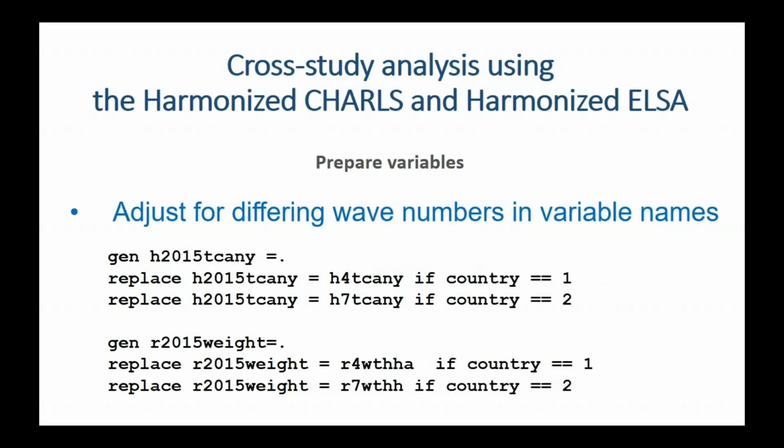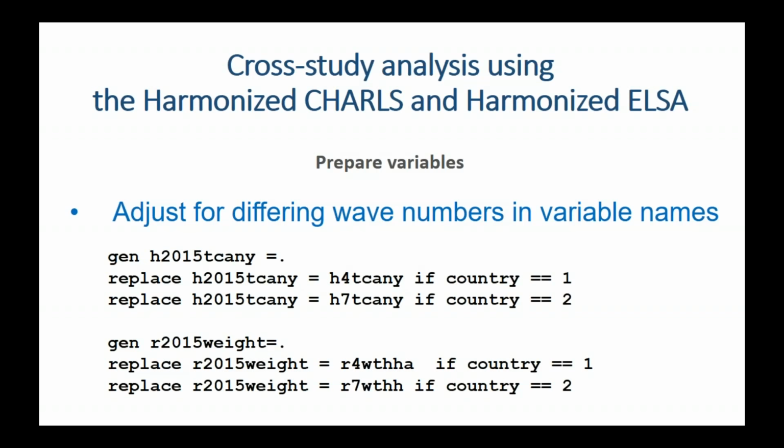Now, one of the things you noticed is that we use wave numbers in our variable names. For CHARLS, all our variable names had a 4 in there for wave 4. And in ELSA, all our variable names had a 7 in them for wave 7. It would be hard to analyze something because, as we saw when we looked at the data set itself, they're in two different parts of the data set. But we want to create one variable, one column, which has information for people of both surveys. That's how we'll do this analysis. We're going to have a variable with values for both surveys.